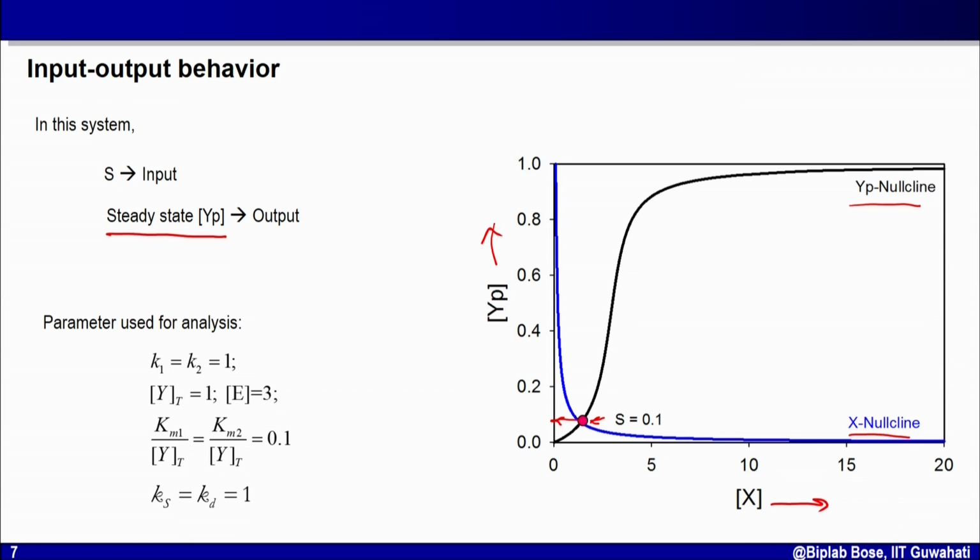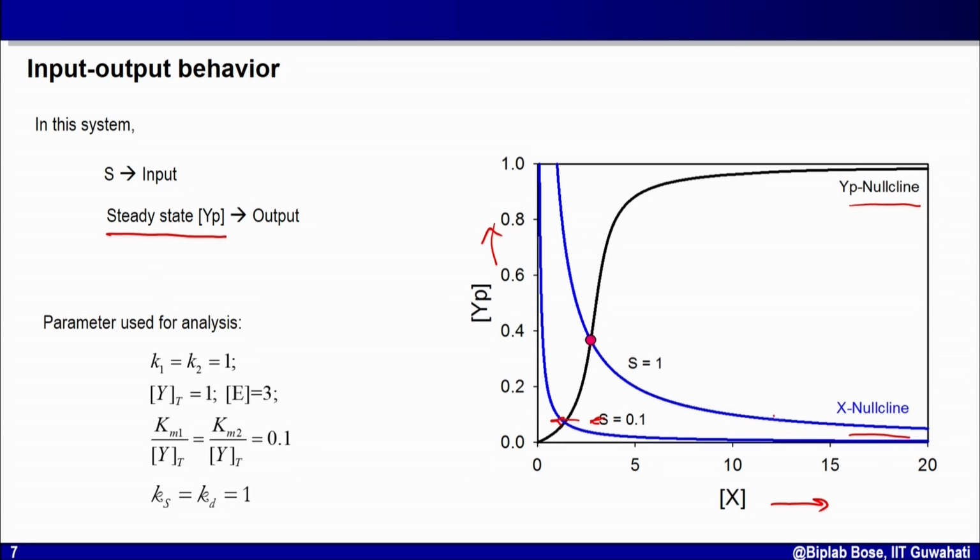The yp nullcline is not sensitive to s. So as I change s 10 times, I get a new nullcline, this one, for which s equal to 1, and the point of intersection is now this red dot. This is where the steady state is, and the steady state value for yp is now here. Initially the steady state value was here for s equal to 0.1. Now the steady state value of yp is at this point. That means my output has changed as I change the input s.